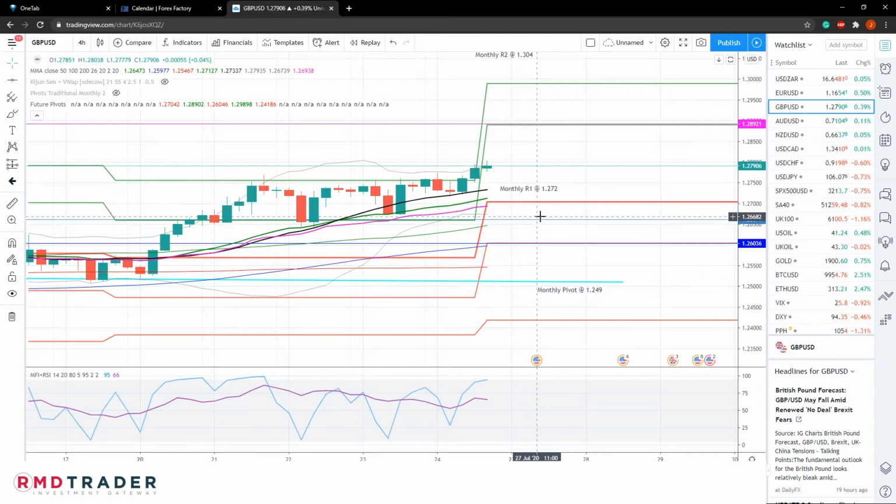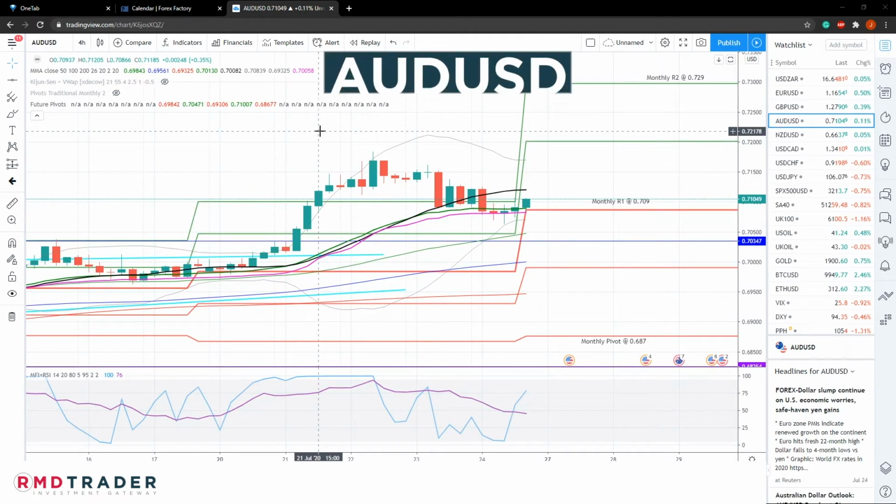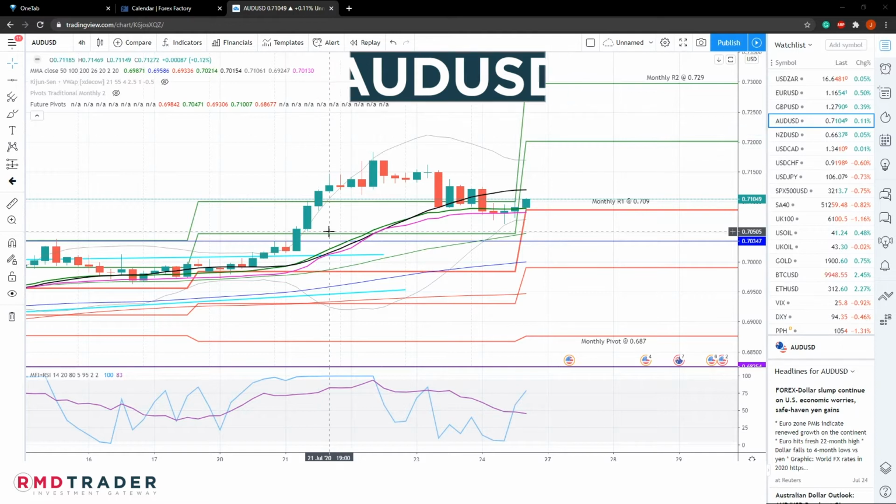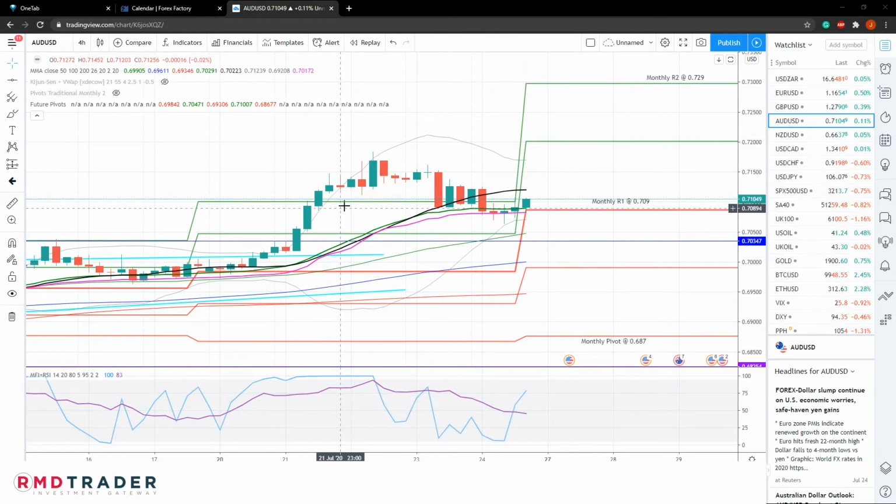So this is now a support area with a potential new upside target at 1.289. Looking now at the Australian dollar USD, also saw a very strong bullish rally breaking through the monthly R1 pivot level, coming back to retest that area and closing right on that monthly pivot on Friday.